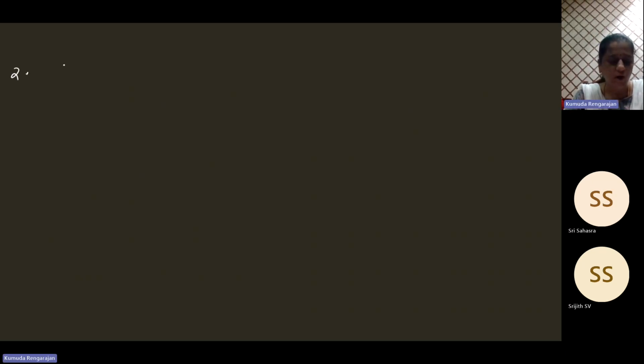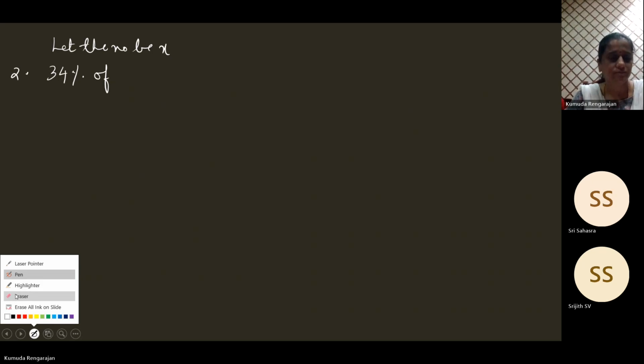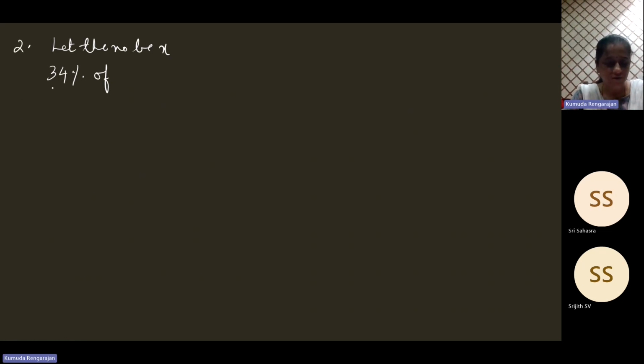If 34% of a number is 85, find the number. So see, 34% of a number. Let the number be x. So 34% of x is equal to 85. Of x means equal to 85. So this is the equation.